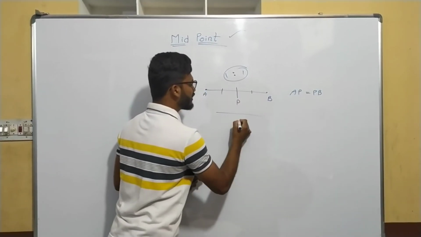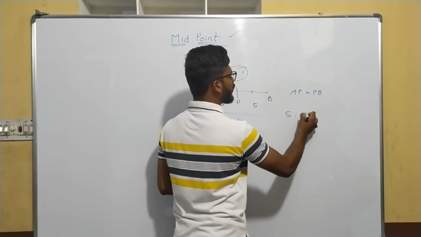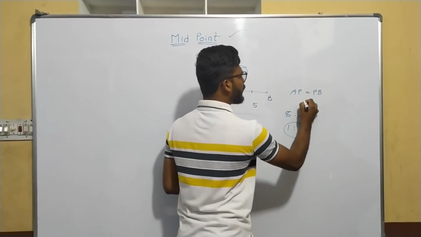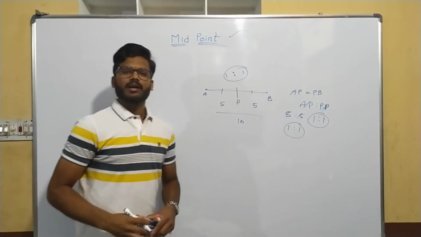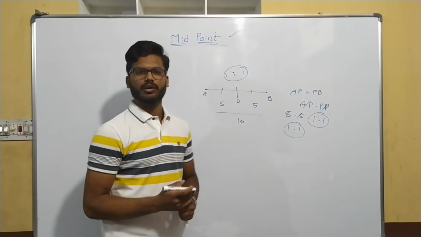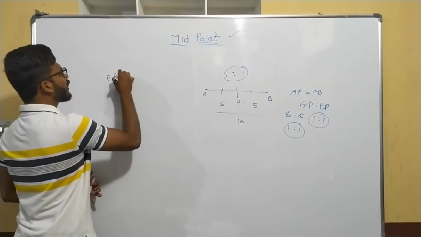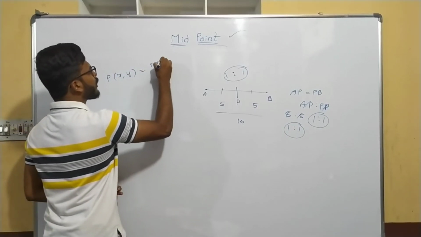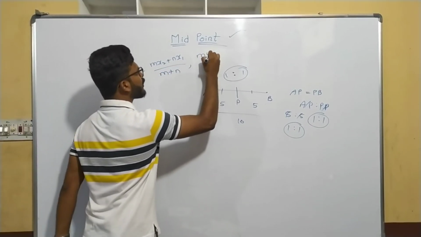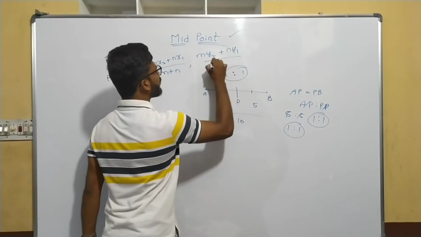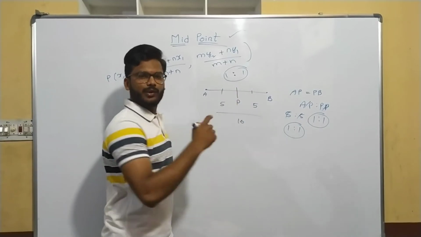Why? Suppose the total distance is 10. Then this distance will be equal to 5 and 5. The ratio will be equal to 1 is to 1. As AP equals PB, AP is to PB equals 1 is to 1. So, in order to find the midpoint, which formula do you have to use? Suppose P divides AB in the ratio m is to n. Then what can we tell? P(x, y) equals (mx2 plus nx1) by (m plus n), and (my2 plus ny1) by (m plus n), right? Now, the midpoint divides it in the ratio 1 is to 1, right?